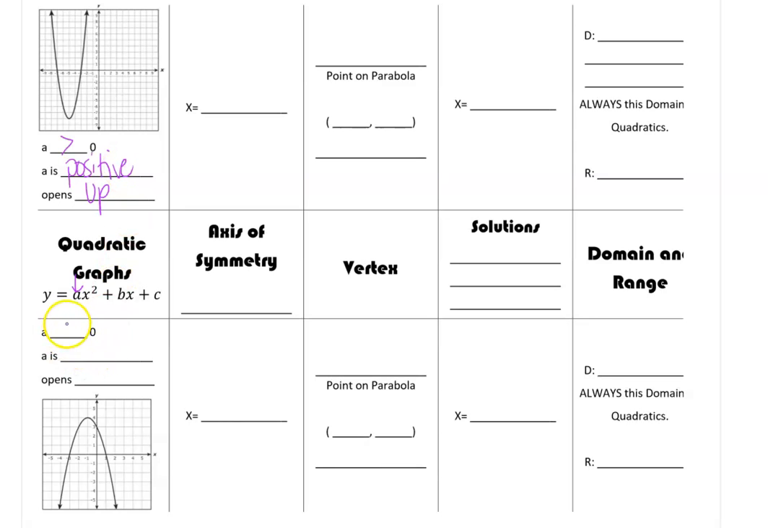On this one, it's going to be the opposite. A is less than 0, so it is going to be a negative. And it opens down. So he's sad because all his money is just falling to the ground. He isn't catching any of it.